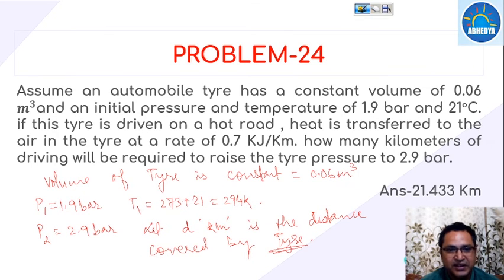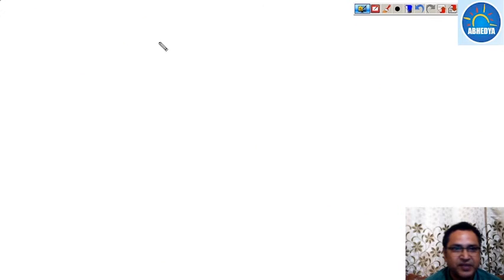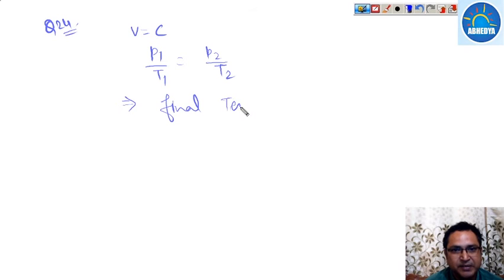So we have to calculate this d, how much distance the tire has covered once the pressure rises to 2.9 bar from 1.9 bar. And since the volume of the tire remains constant, we can apply P1 upon T1 is equal to P2 upon T2. So what would be the final temperature T2?